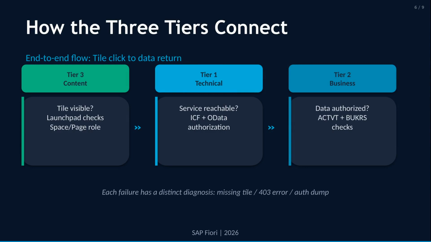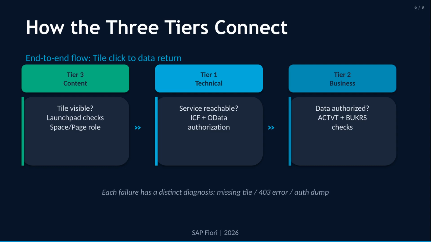Display General Ledger line items. Fiori app F0708. The user clicks the tile. First, the Launchpad checks Tier 3. Does the user's content role include this tile? If yes, the tile is visible and clickable.